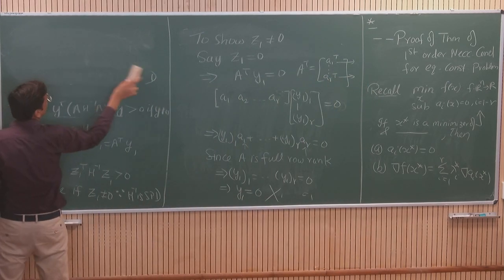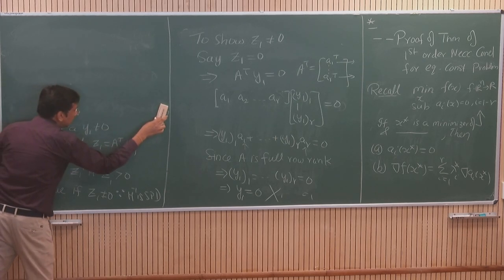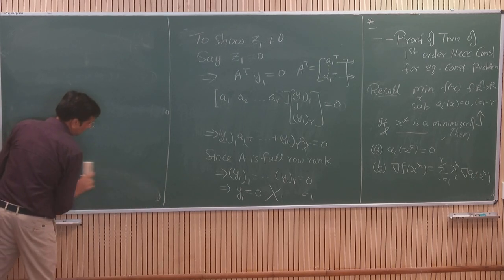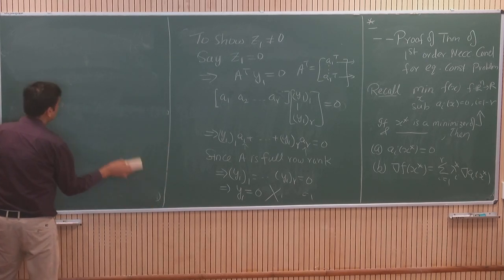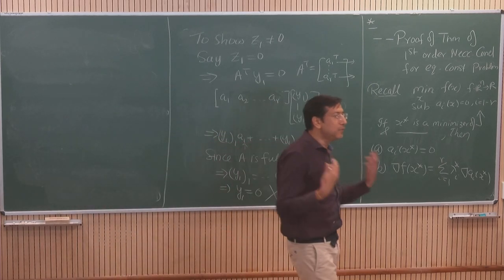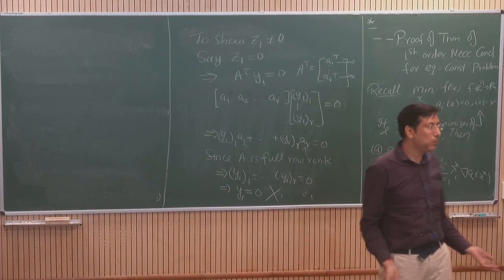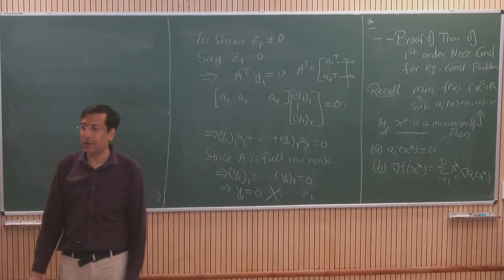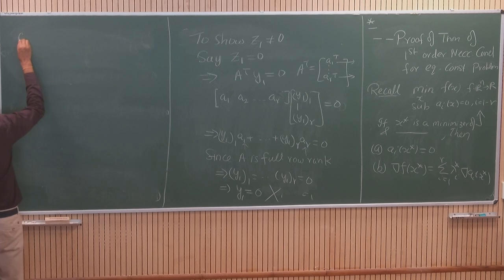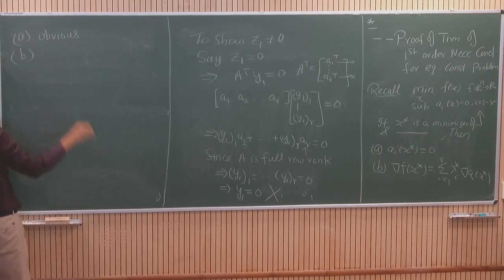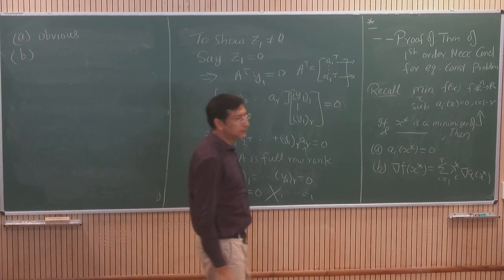To prove it, do we have to prove the A part? Yes or no? It's obvious, no? If it's a minimizer of the function, it has to be a feasible point. If it has to be a feasible point, it has to satisfy the constraint. So A is obvious, we don't prove the A part. If somebody asks you, you can say it in words what it means. But we are going to prove the B part.